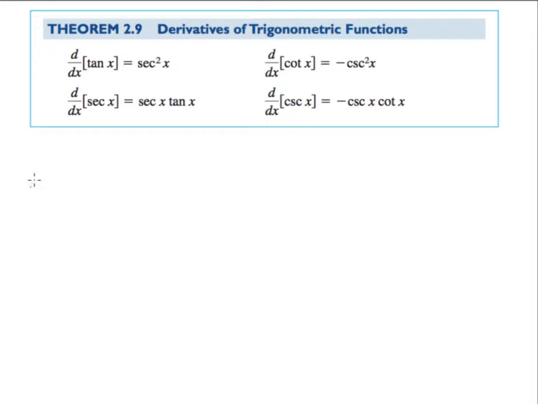The second objective for this section is to be able to find the derivative of all trigonometric functions. We already know the derivative of sine is cosine, the derivative of cosine is negative sine, but in this section we're going to learn the other 4 derivatives.